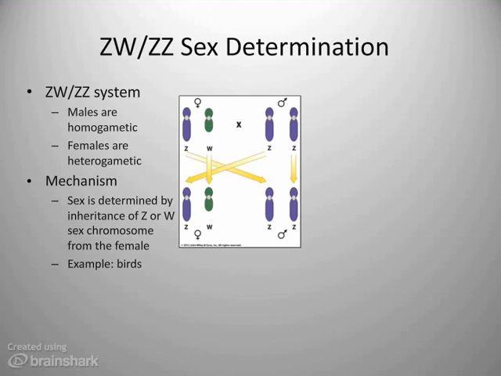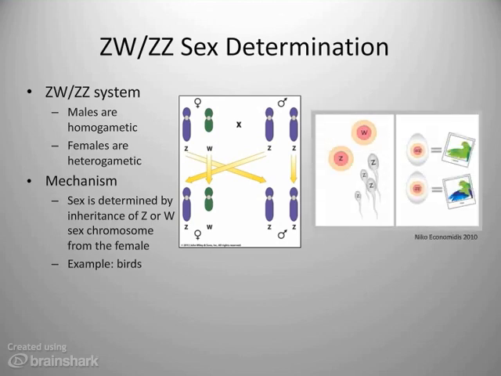In this case, the ZW again is female, the ZZ are male. So here's an example in birds. We have the Z-carrying sperm, which can fertilize either a W-carrying egg and produce a female, or a Z-carrying egg and produce a male.